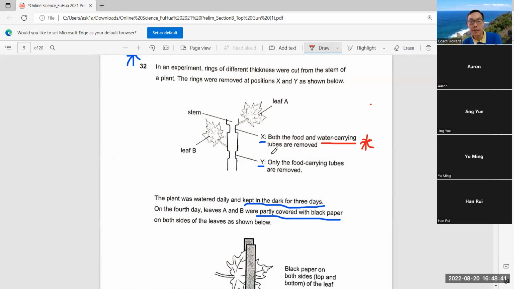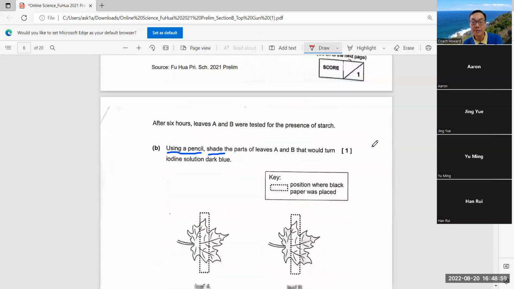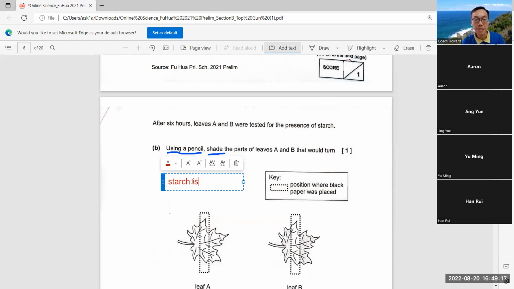So if you understood that, immediately you will know that this leaf, leaf A, because they cut both, the water cannot gain access to leaf A. So leaf A cannot make food. No matter how much sunlight you shine on it, it can't make food. Okay, so this will affect your answer for part B here. Using a pencil, shade the parts of leaf A and B that would turn the iodine solution dark blue. Okay, turning iodine solution dark blue means that starch is present, correct? So you can put here, if it turns dark blue, it means starch is present.